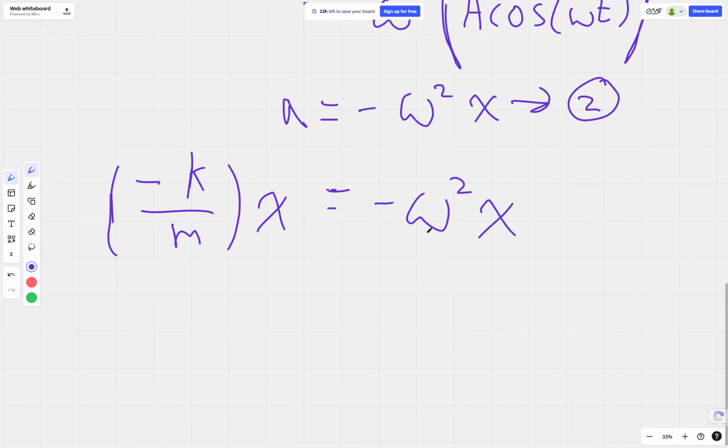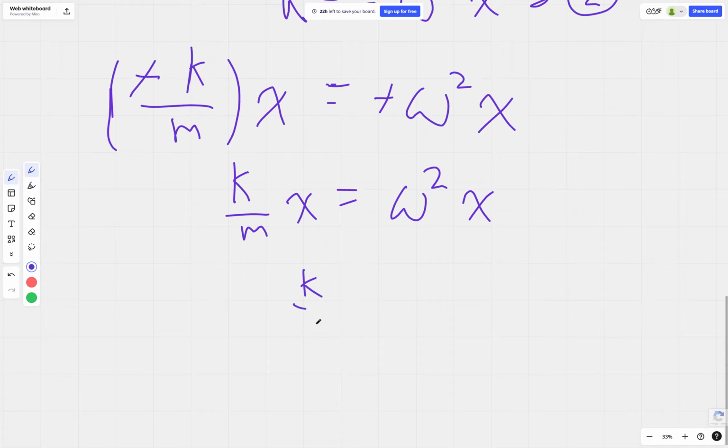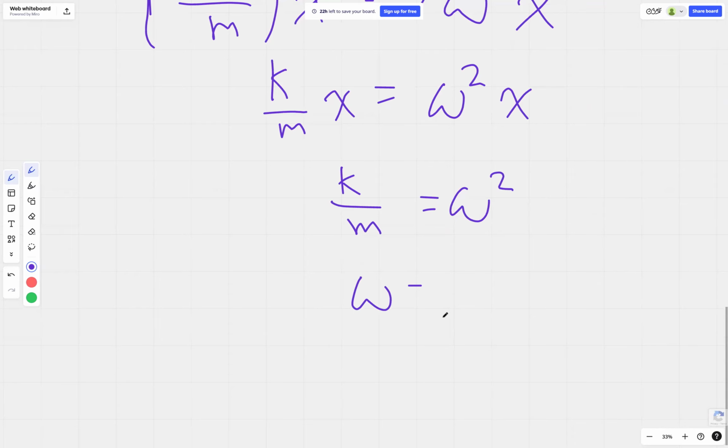And now we're trying to solve for omega. So first thing we do is we divide by -1 on both sides to get k over m x is equal to omega squared x. And now we divide by x on both sides to get that k over m is equal to omega squared, giving us the final equation of omega is equal to the square root of k over m. Now let's define this as our third equation.